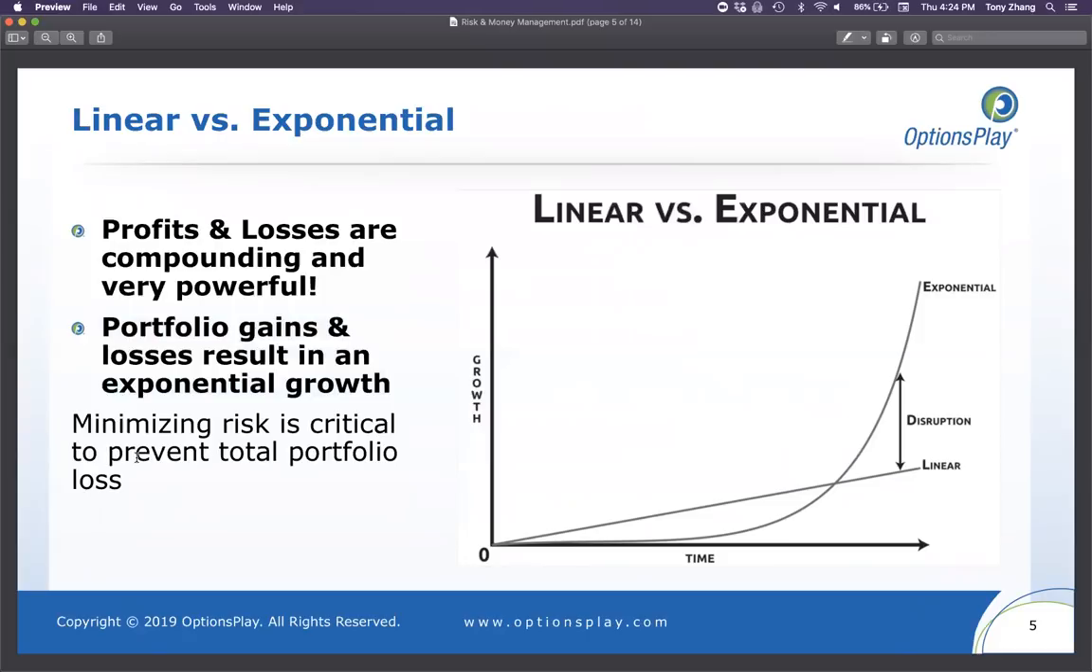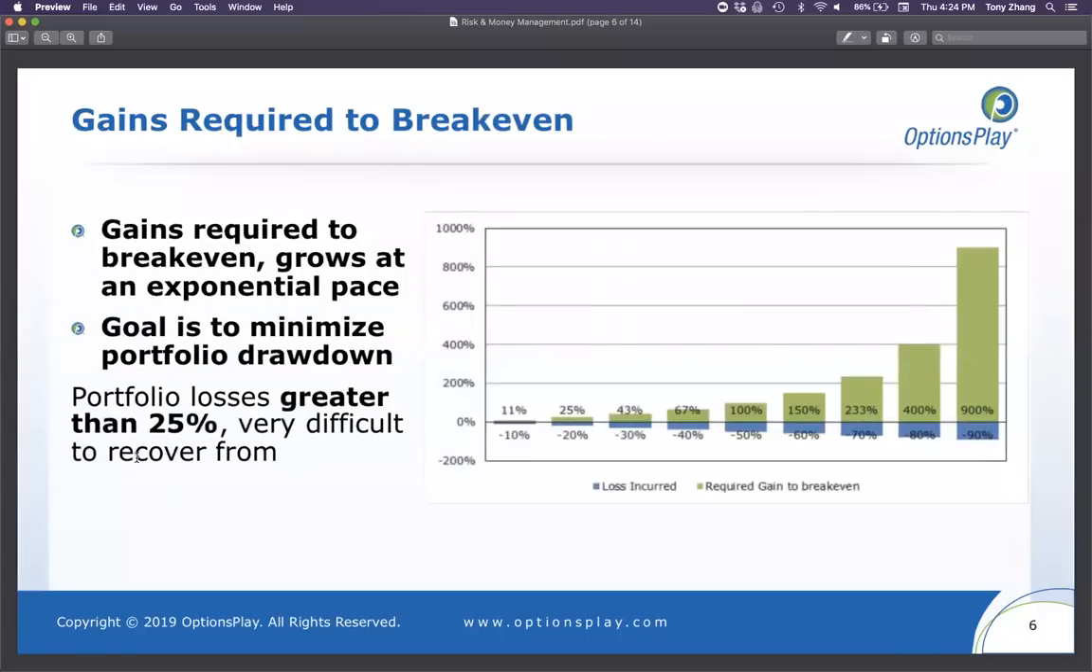So what I'm going to do now is go through a series of charts, and they're effectively going to show you exponential functions and why they're so essential in working our way backwards to that golden rule. I'm going to start off by talking about the gains required to break even. This is what we consider the high watermark. The chart here on the right describes how much return you need to break even after suffering a certain amount of loss. As you can see, after suffering a 10% loss in my portfolio, I need an 11% gain to get back to my break-even point.